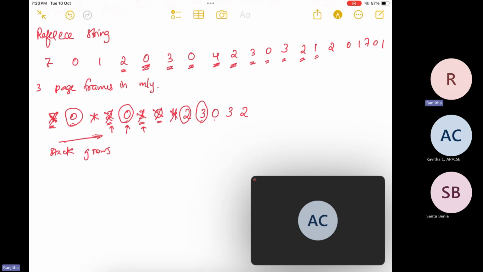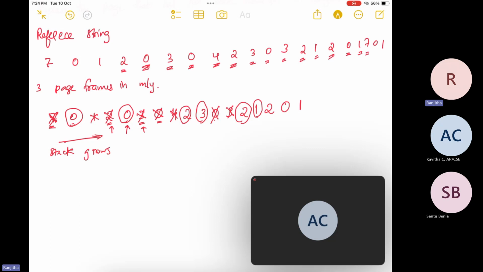Now when 1 is referred, 0 will be replaced and 1 will be brought in. Now again, when 2 is referred, 2 is already there, just bring it to the front of the stack. When 0 is referred, we don't have 0, so we have to go for replacement. Bring in 0, remove 3. 1 is referred, we have 1 here, just bring 1 to the front of the stack. There is no page fault or replacement.